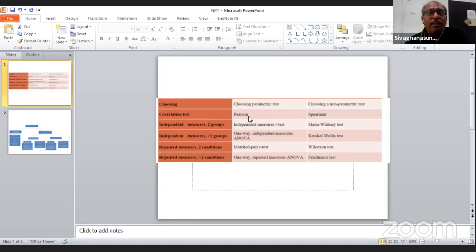So did we do the one sample t-test? Yes. Under which one sample t-test, what did we do? We compared against some value. Similarly, we can do that by chi-square test or one sample K-S test.